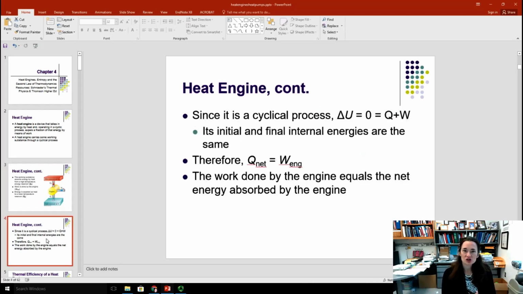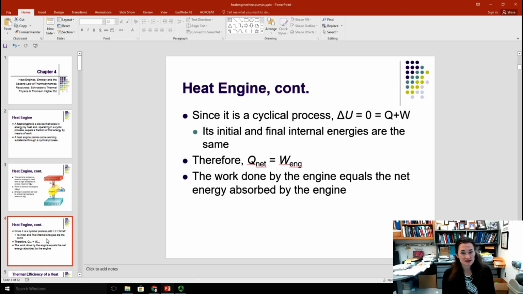Now, we discussed earlier when we were talking about the first law of thermodynamics that any change in the internal energy of a system is going to equal the heat plus the work. So this is the first law of thermodynamics. Now, if something is being taken through a cycle, then it starts and ends back at the same point. If it's starting and ending back at the same point, then by definition, the change in internal energy between those 2 points is zero, because there's no change between those 2 points. And then that's equal to the heat plus the work.